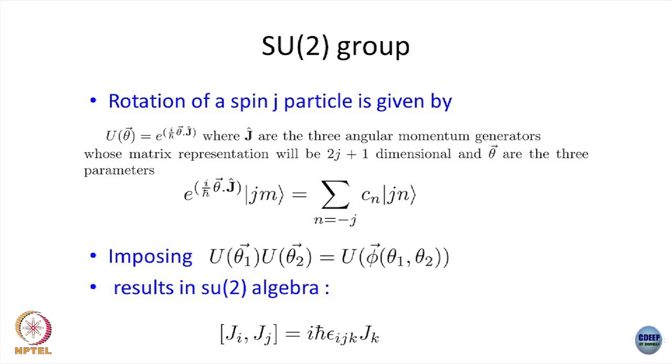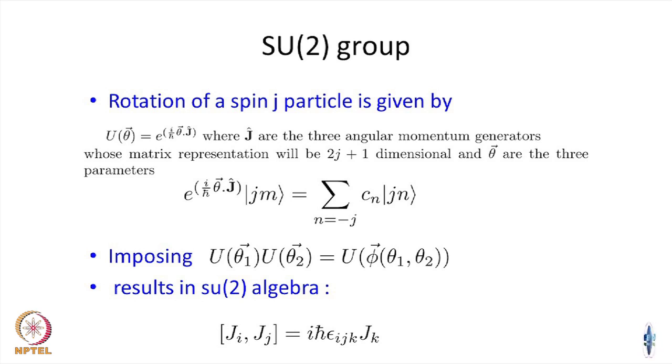But they still belong to the SU2 Lie algebra. If I give you a 3 cross 3 matrix and a Lie algebra, and I ask what the group is, then you should know it is SU2, but it is a 3 dimensional irreducible higher dimensional representation of the SU2 Lie algebra, okay.